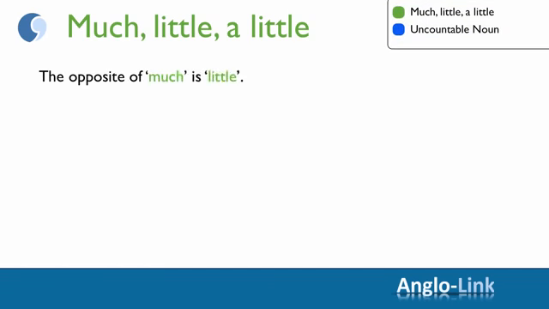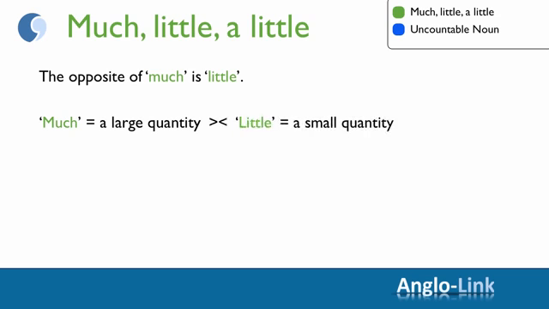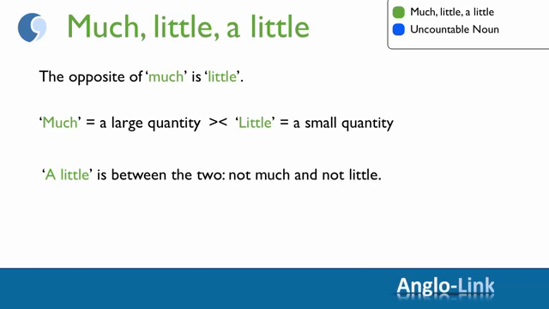The opposite of much is little. So if much means a large quantity of something uncountable, then little is a small quantity of it. A little is between the two. It means not much and not little. So a little really means a certain quantity of something that you cannot count.